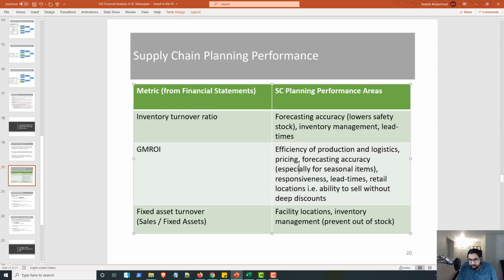Some of these might not seem related, but pricing has to do with planning as well. As you'll see when we get to aggregate planning, if you're going to run discounts and so forth, you have to plan how they're going to affect your demand and how that influences your inventory and so forth. So let's look at how we compute these two metrics.